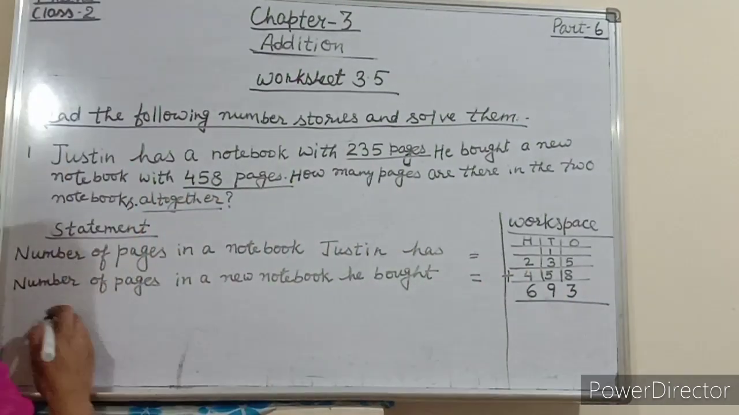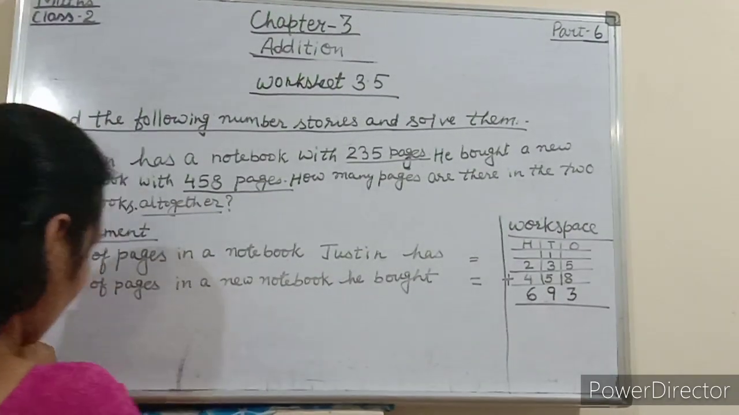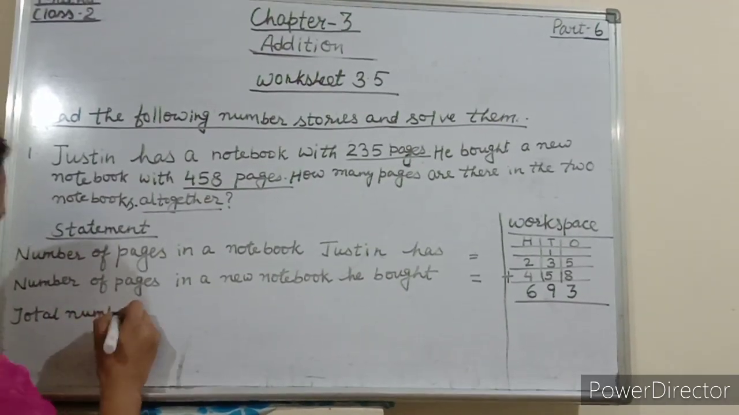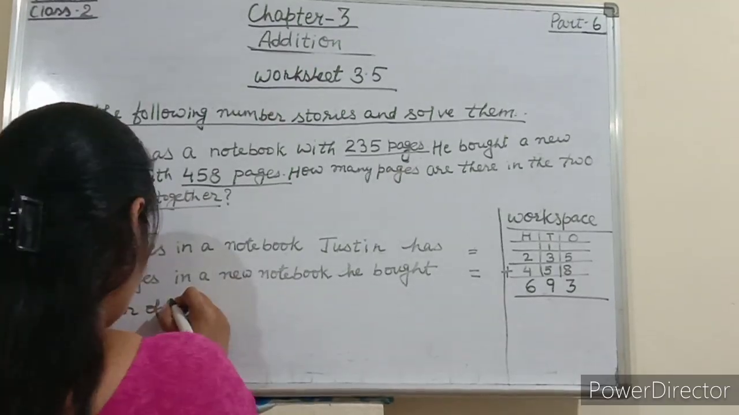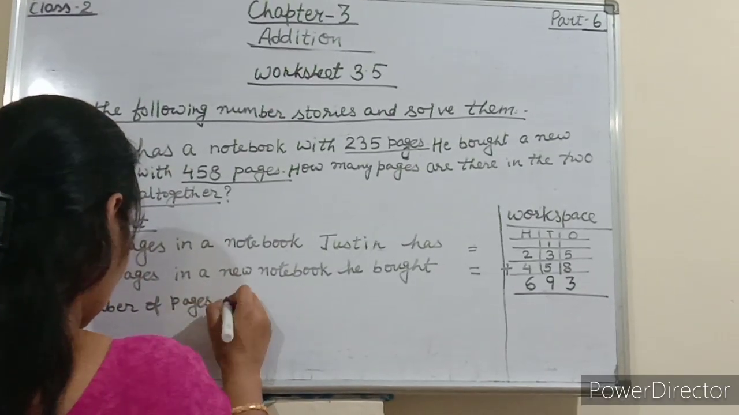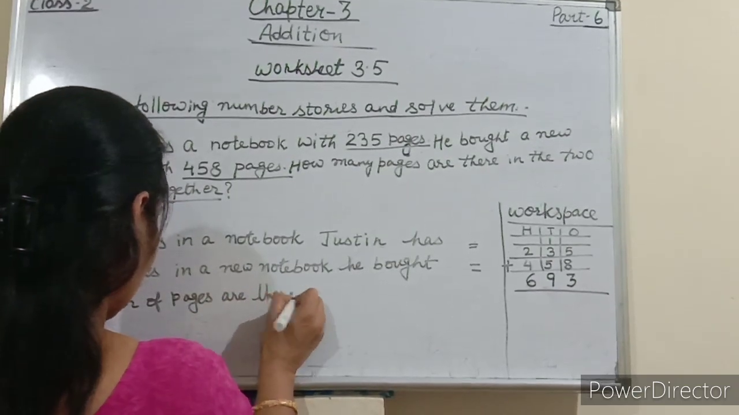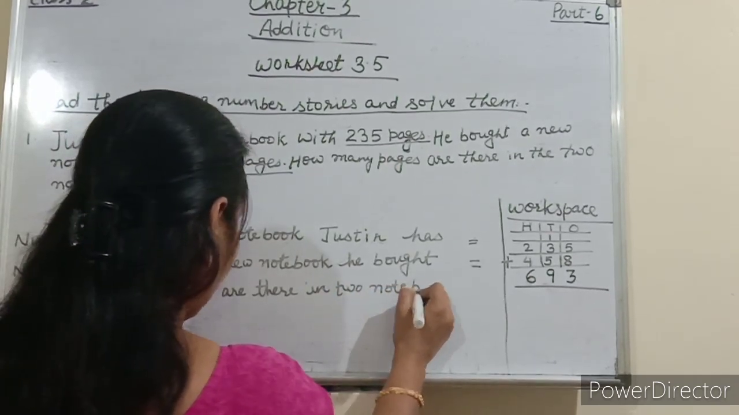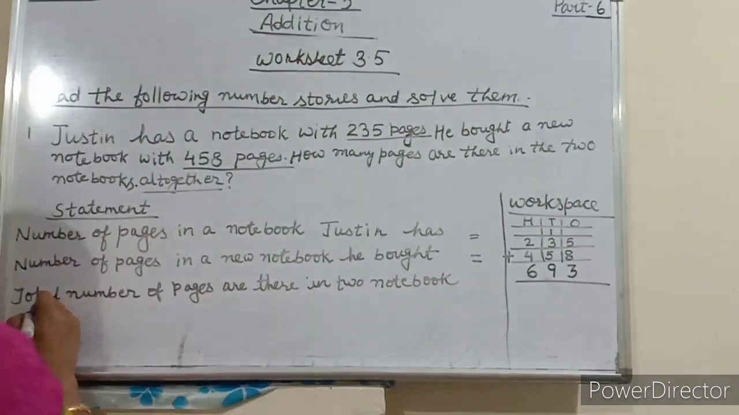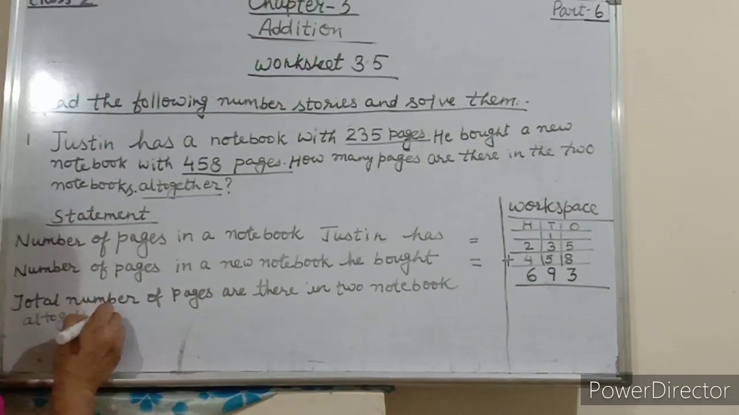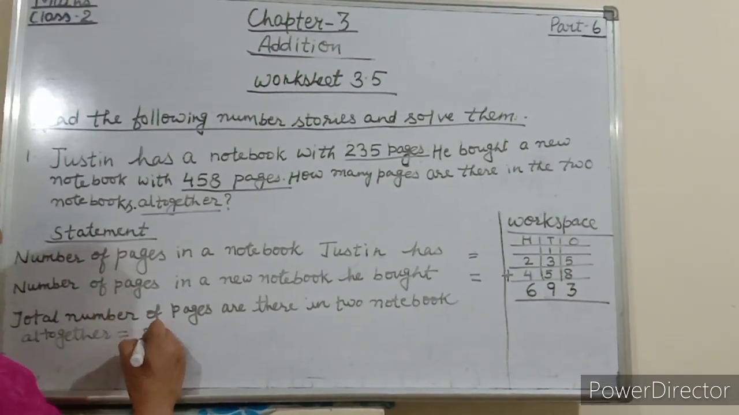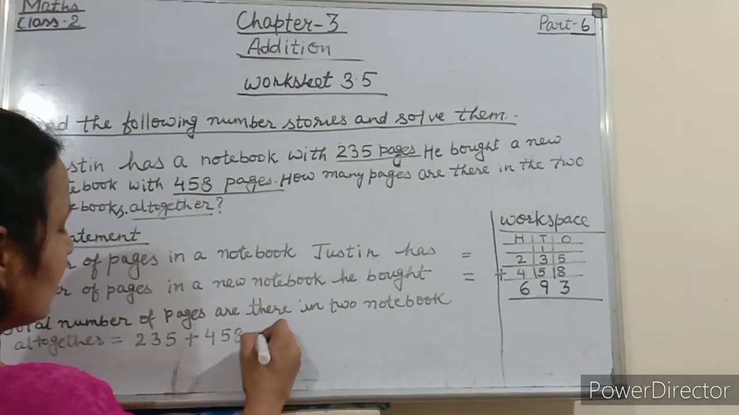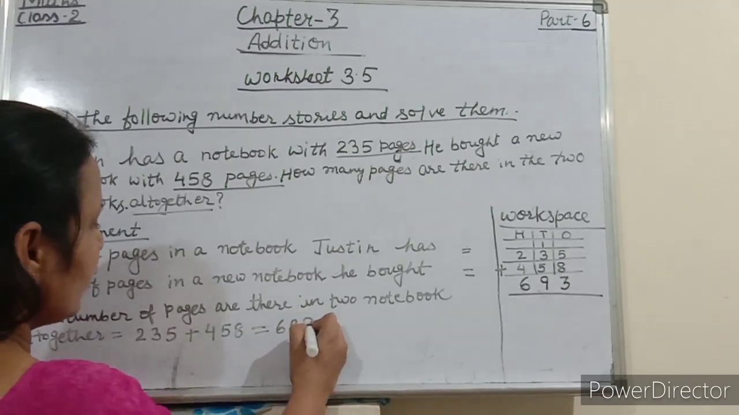So students, write here: total number of pages in the two notebooks altogether is equal to 235 plus 458 is equal to 693.